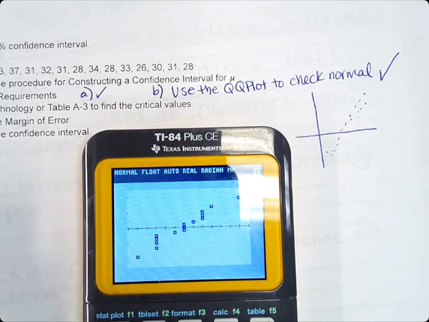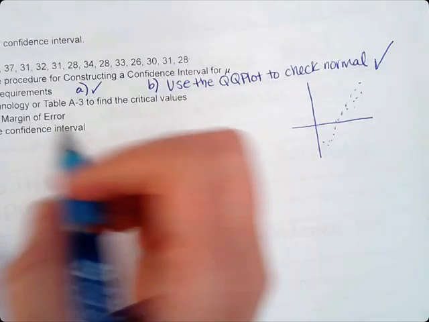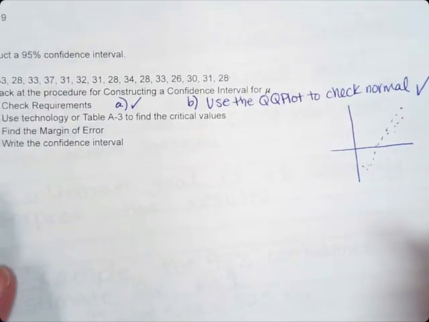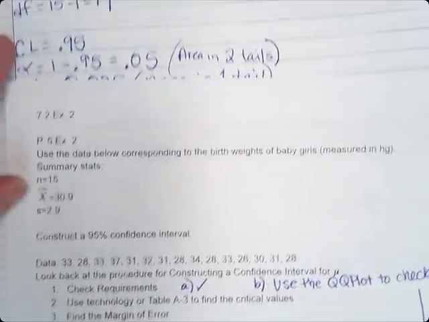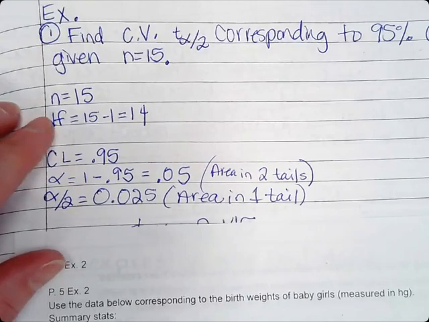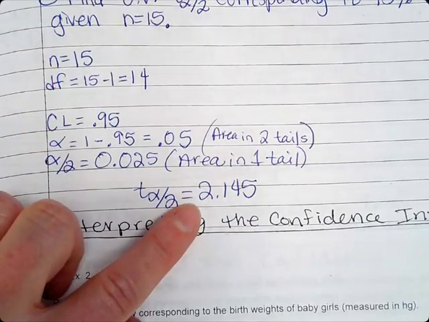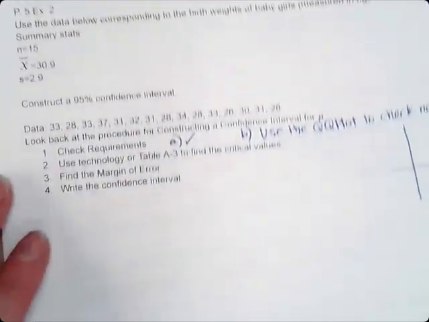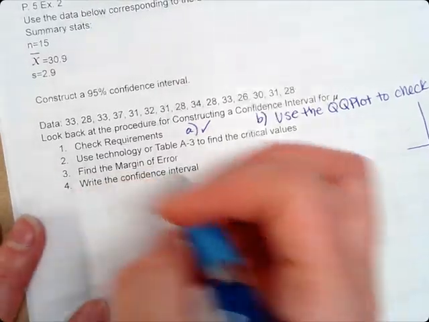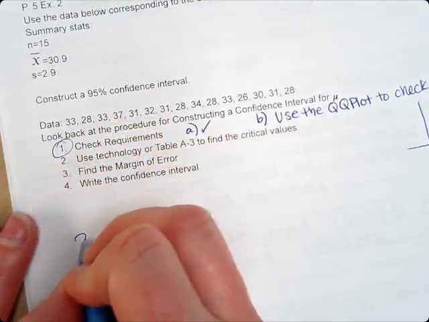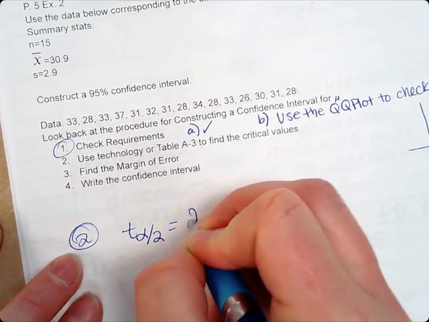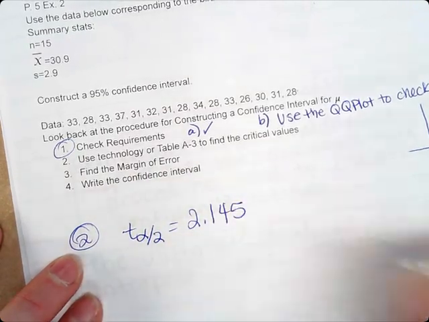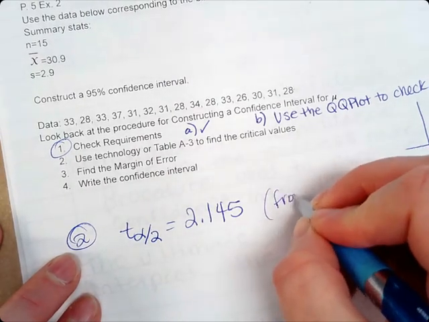Okay, the next thing, so that was part 1. Step 2 is use technology or Table A3 to find the critical values. So actually, we found the critical values here, and the critical value is 2.145. So done that. Number 2 was t alpha over 2 equals 2.145. I'm going to put from example 1.